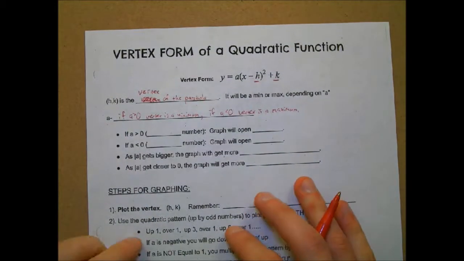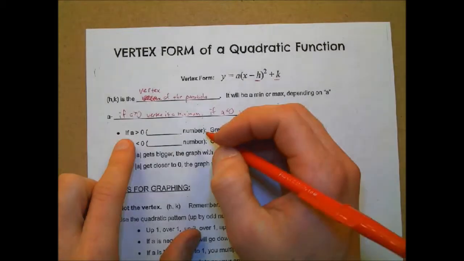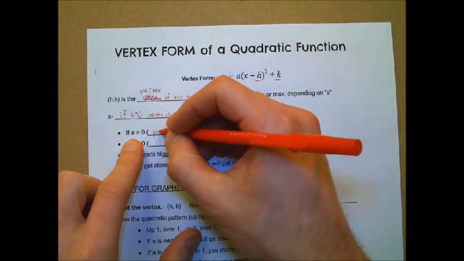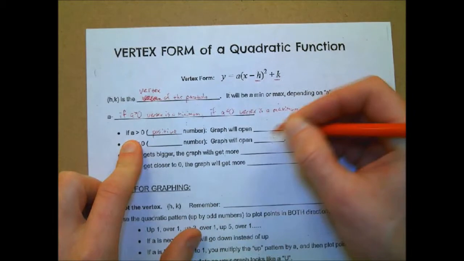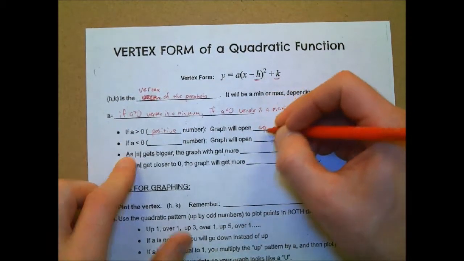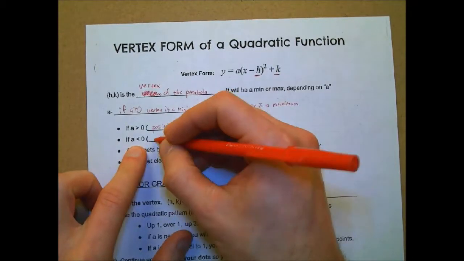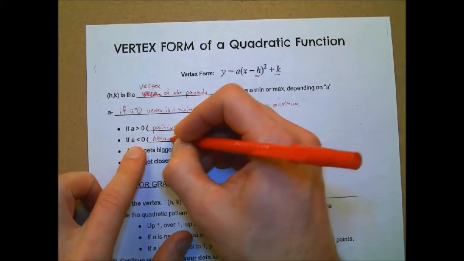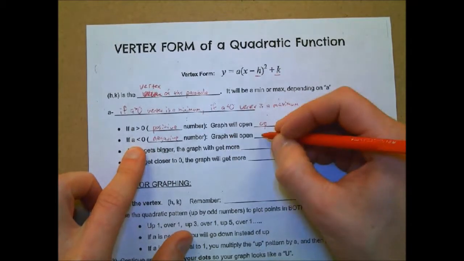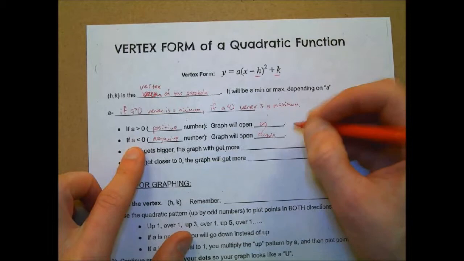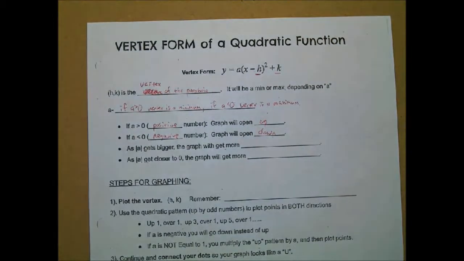We kind of talked about that here. If A is greater than 0, that's a positive number, and the graph will open up. If A is less than 0, which is a negative number, the graph will open down, or concave down if you like.